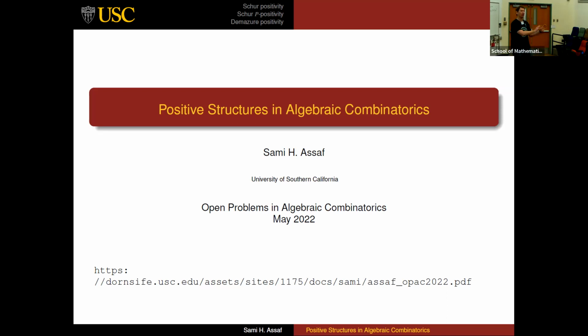Namely, Berenstein-Zelevinsky says that c lambda mu equals the number of lattice points in some polytope. What Littelmann paths say is that it's a sum over several polyhedral pieces of the number of lattice points. So can we cut the Berenstein-Zelevinsky polytope into pieces which can be transformed into Littelmann pieces? So that's one question. There's another question which is also related to crystals.